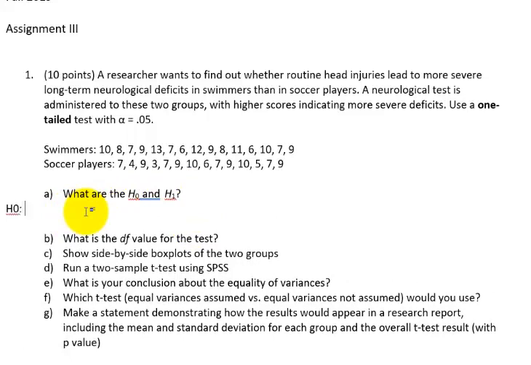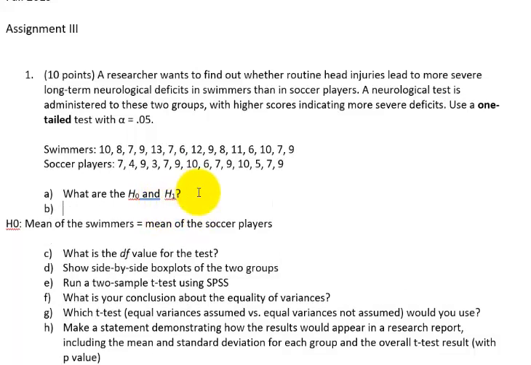Then you're going to say the mean of swimmers will equal the mean of the soccer players. So it's like there is no difference. That's what the null would be, always. Good, good. Now we could clean this up a little bit.